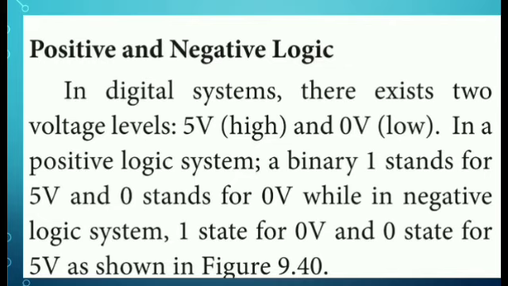Next, positive and negative logics. In digital systems, there exist two voltage levels: 5 means high and 0 means low. In a positive logic system, a binary 1 stands for 5 volts and 0 stands for 0 volts. While in a negative logic system, 1 stands for 0 volts and 0 stands for 5 volts. This is positive and negative logic.